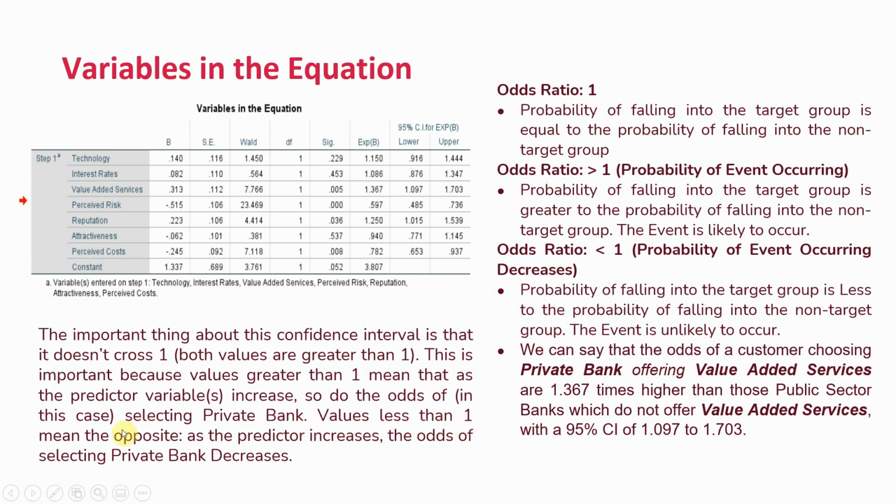Values less than 1 mean the opposite: as the predictor increases, the odds of selecting private bank decrease, as is the case in this one. And your confidence interval was less than 1 as well. So as your perceived risk increases, your odds of selecting the private bank actually decrease. So that's why it's less than 1 and your odds are also less than 1.